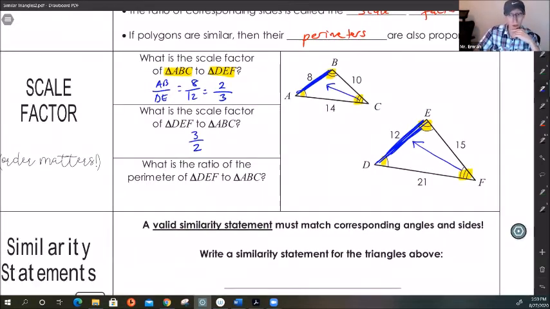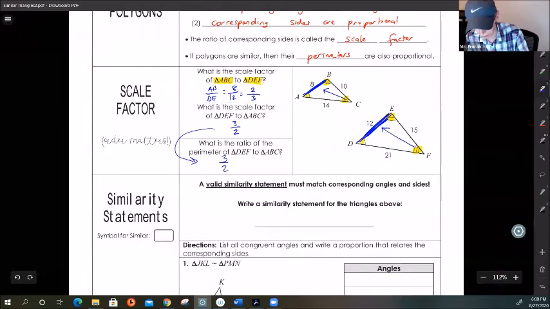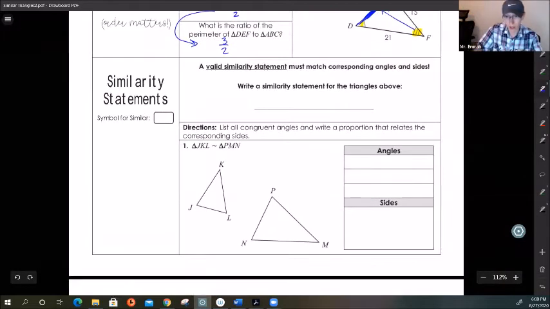What is the ratio of the perimeter of DEF to ABC? Because perimeters are lengths, right? They're going to have the exact same scale factor, even without calculating anything, because this is 3/2. That has to be also 3/2. Any side length or perimeters will have the exact same ratio. All right, let's go on.